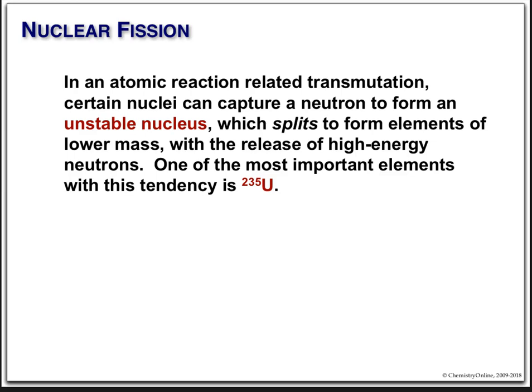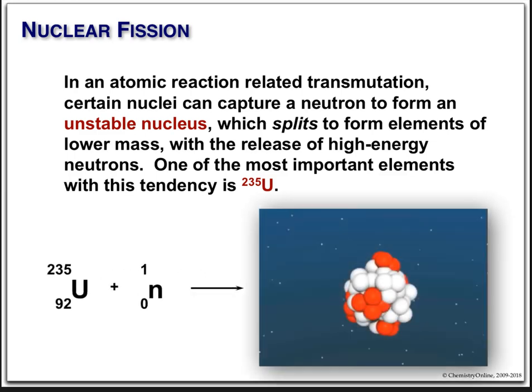Uranium-235, this is the fissile version of uranium. It's what you use to make bombs. It can capture a neutron. When it does, the neutron will stick just for a nanosecond. The nucleus becomes very unstable and splits in half. Not quite half, but splits. When it does, it releases a huge amount of energy. This is the concept of nuclear fission.